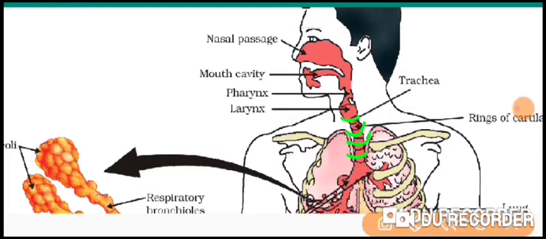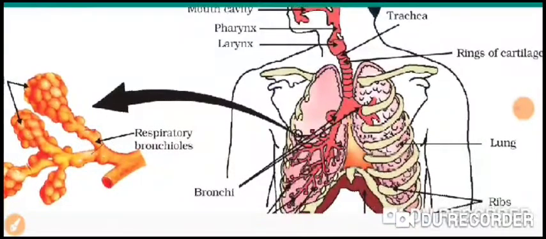So when the air moves out, there will be a suction created, due to which there is a possibility that the wall might collapse. And it is internally lined by mucus. So when it collapses, then due to the mucous membrane, the walls might stick to each other. That can cause problems for the next set of air which is going to move in. So to prevent this problem, the C-shaped cartilage is kept so that they may not collapse. Is that clear?